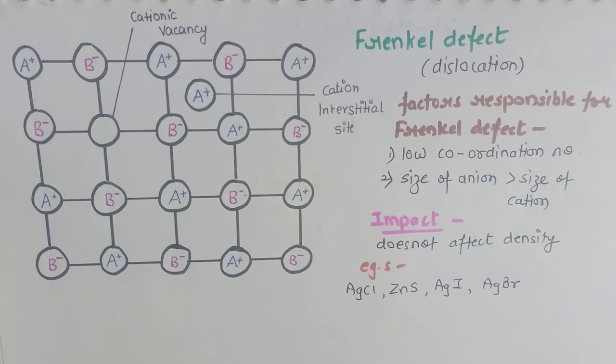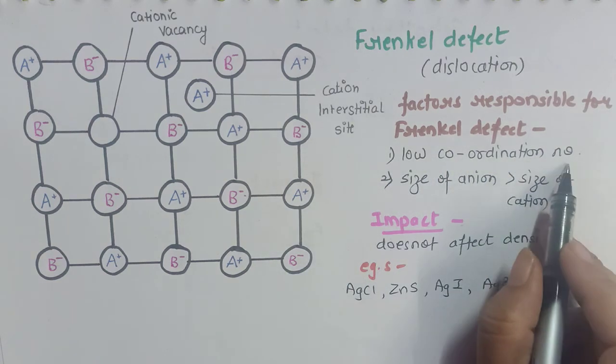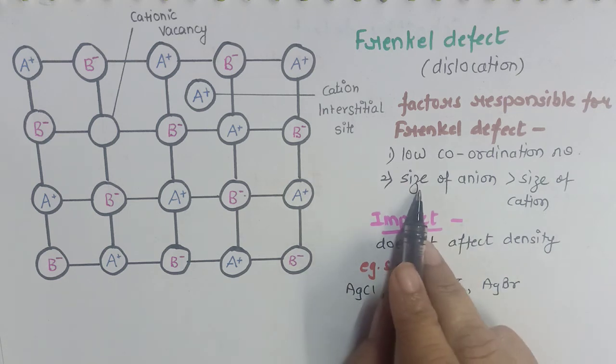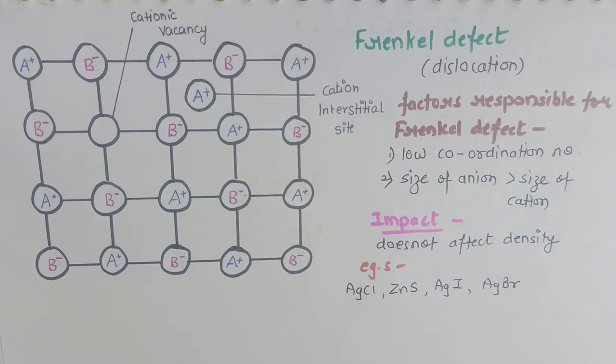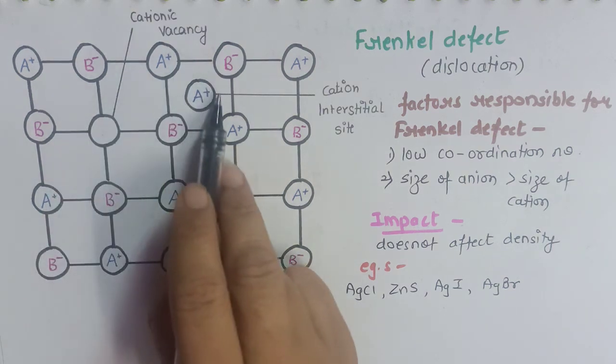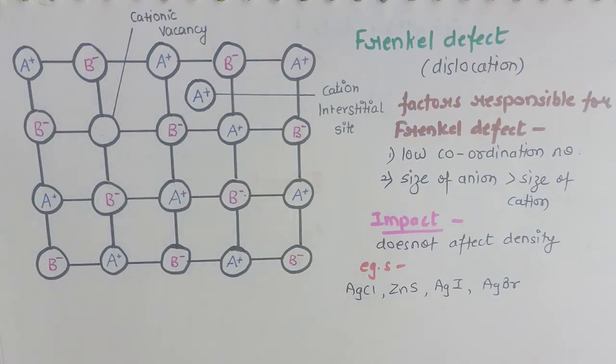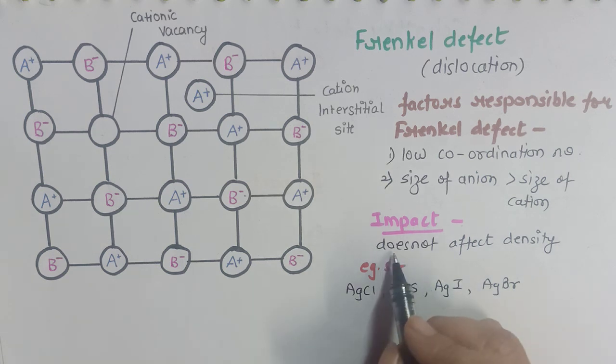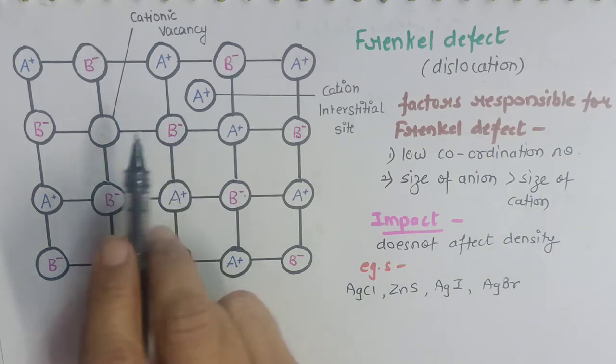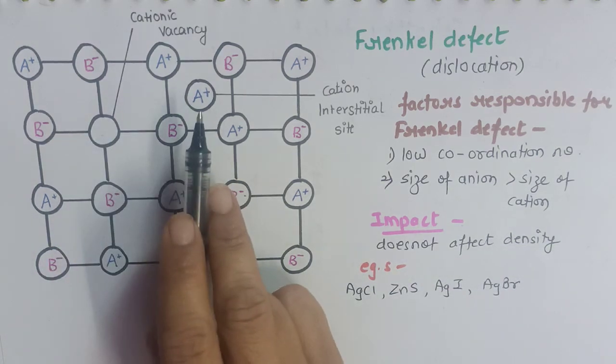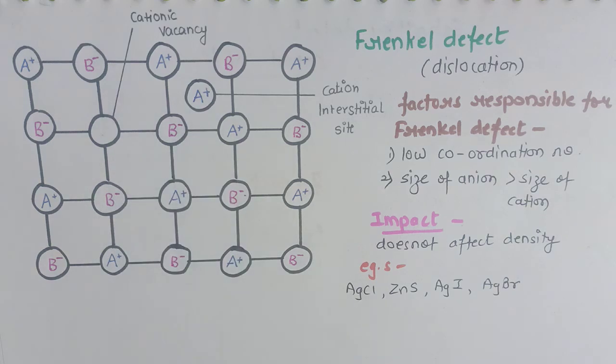So in what conditions can a crystal lattice show Frenkel defect? It must have a low coordination number, and the size of the anion should be larger than the size of the cation. Only then can the cation leave its place and occupy the interstitial site, because we know the cations are smaller than their parent atoms. What is its impact? It does not affect the density because the missing cation is occupying an interstitial site.